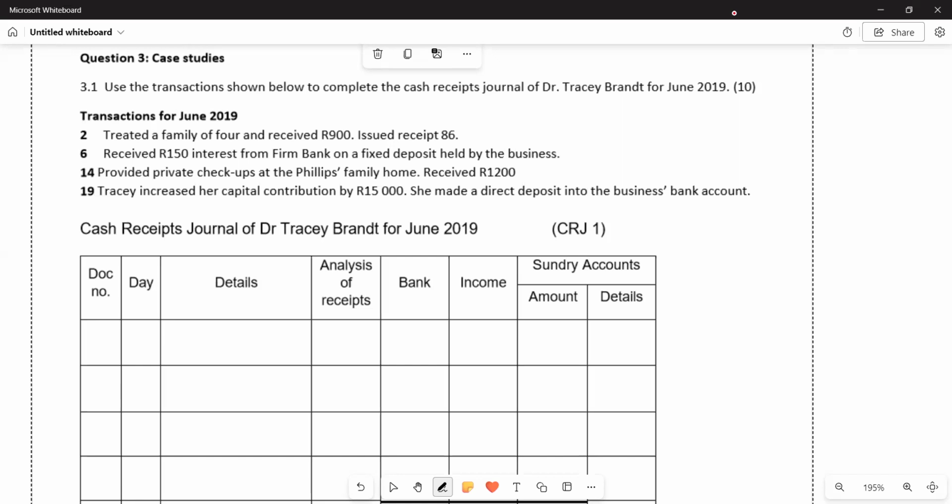This video, I want to look at the preparation of the cash receipts journal. So we're going to look at question 3, which is on case studies, and then we are going to answer the question that is specifically requiring us to prepare the cash receipts journal.